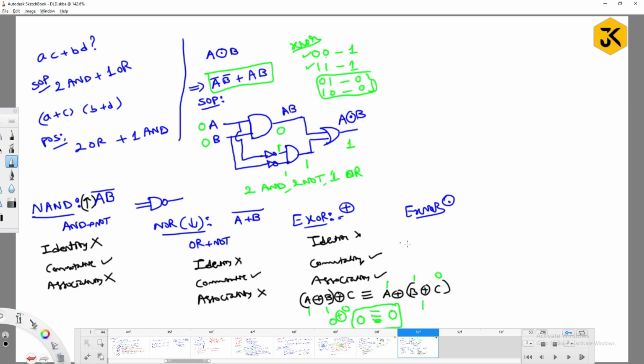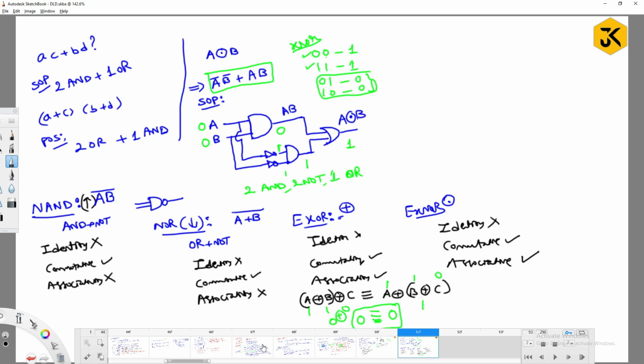Coming to XNOR, it also doesn't support the identity property. It is commutative in nature and it is associative in nature. So these are some of the properties that are followed by NAND, NOR, XOR and XNOR.